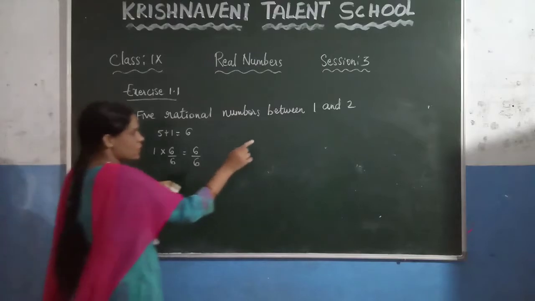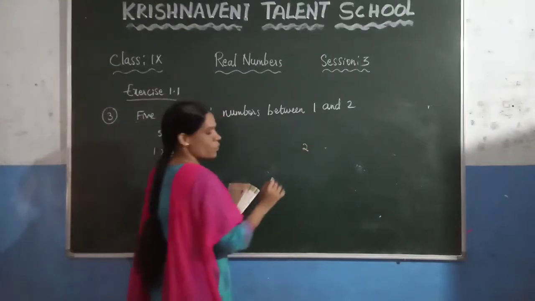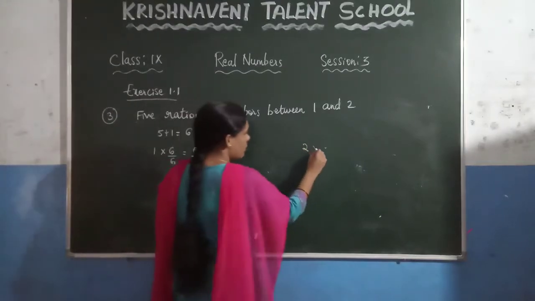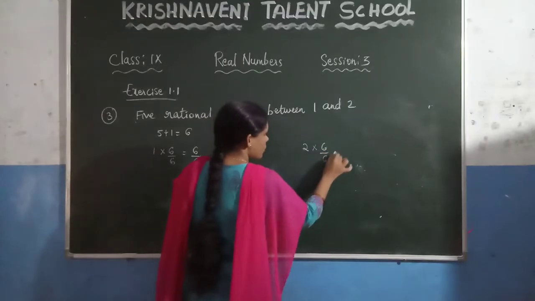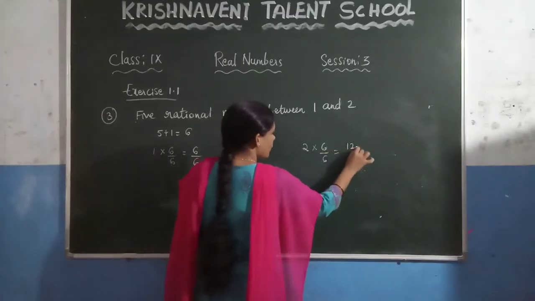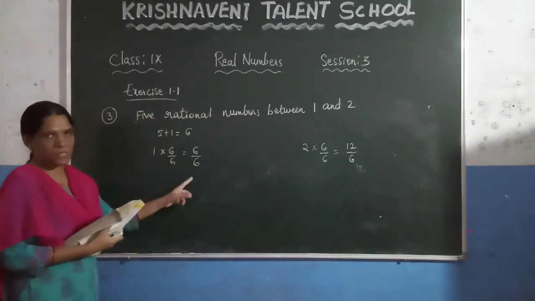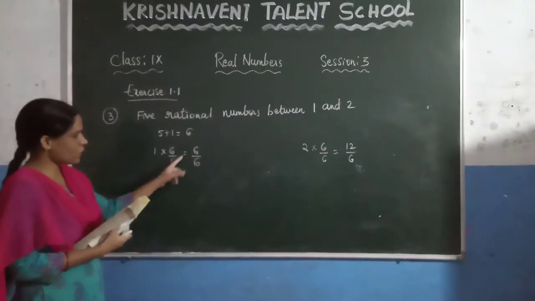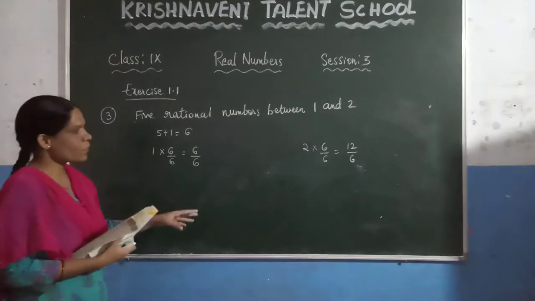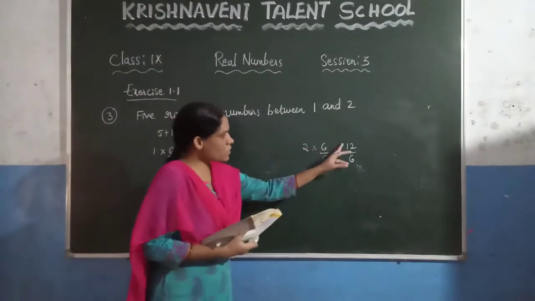Now consider the second number. What is the second number? 2. You multiply this number by 6 by 6. So what will you get? 6 twos are 12 by 6. So we have written 1 as 6 by 6. You know that the 6 and 6 get cancelled, and you get 1. And we have written 2 as 12 by 6.